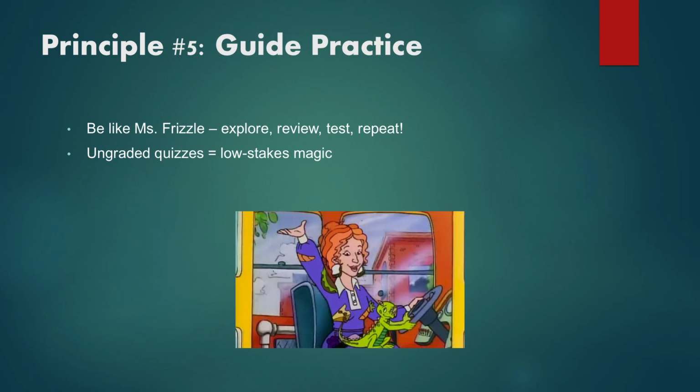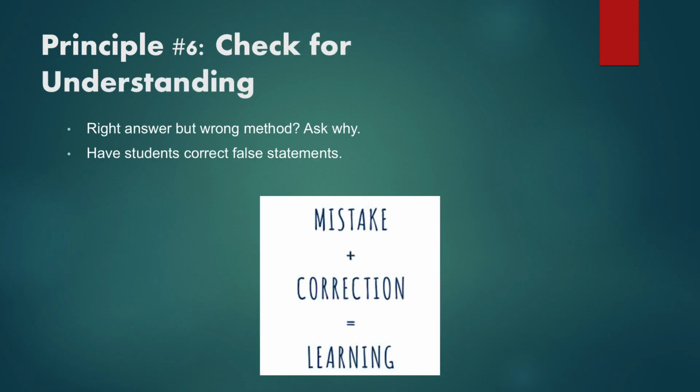Principle 5, guide the practice with new learning materials. Offer diverse practice. Don't just present the material to the students. Get them to approach it from various angles. Explore new concepts and apply them in various ways. Review and test them. Be like Mrs. Frizzle from the Magic School Bus and take learners on adventures. Ungraded pop quizzes are magic at this. And repeat.